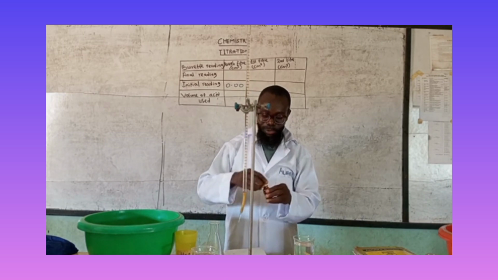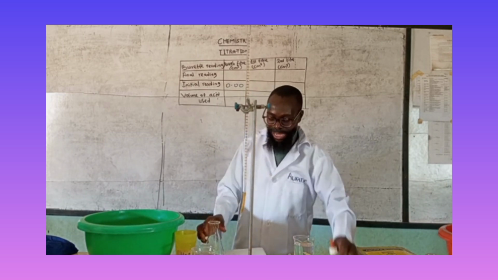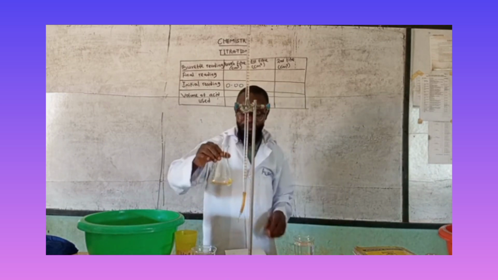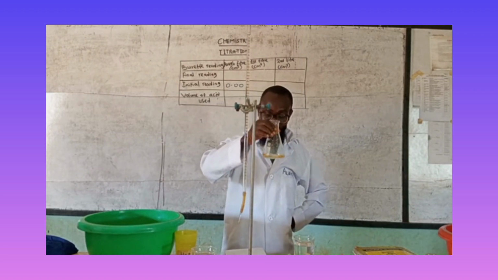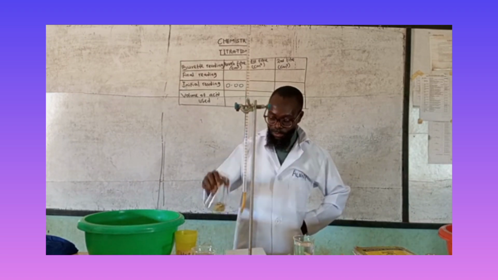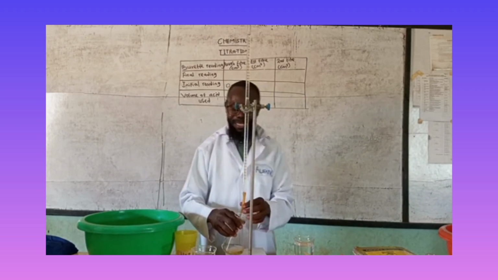So in this case, I am using 3 drops. After adding it, you shake it. Now looking at this color, like a golden yellow or a yellow color, then put it here. I want to be titrating it.